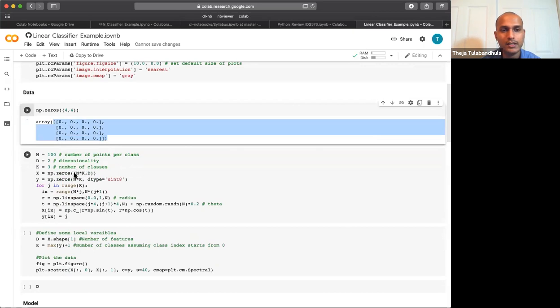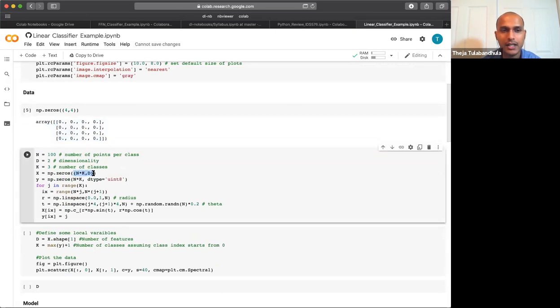What I'm trying to do here is get a matrix whose number of columns is D. D is the dimensionality of my data, the dimensionality of my features. I want to keep it 2 dimensions. And how many rows do I want? Remember, think of rows as the number of observations. I'm trying to generate a 3-class data set, so I'll have 3 times the number of observations I want in each class. That's what's going on here. So focus more on np.zeros. That's a very convenient way to create a matrix with all zeros.